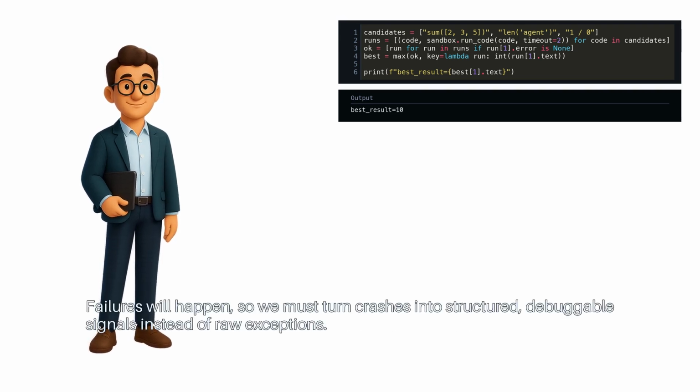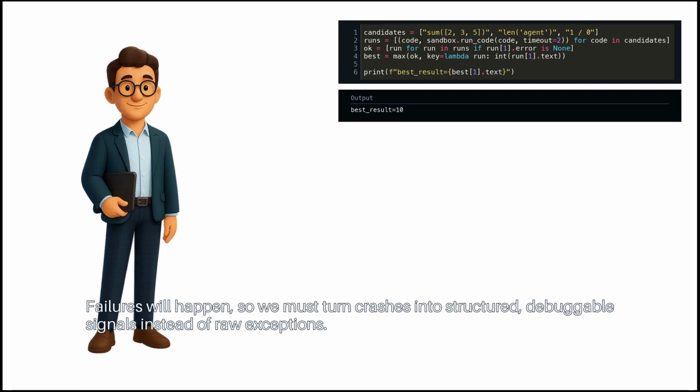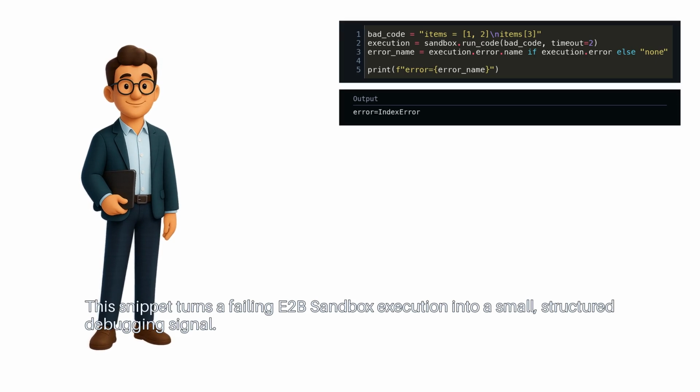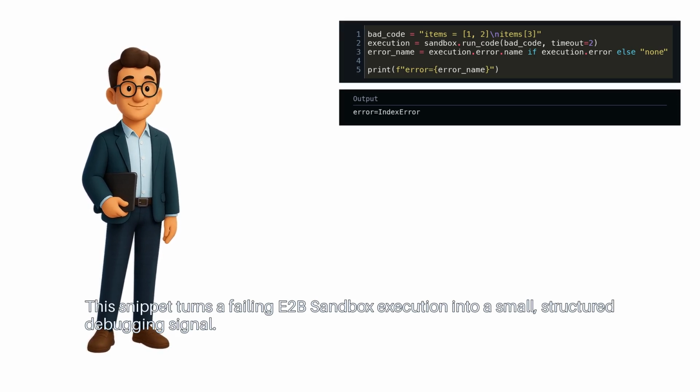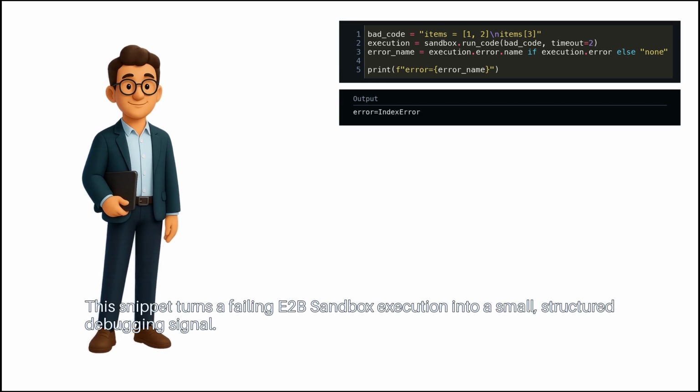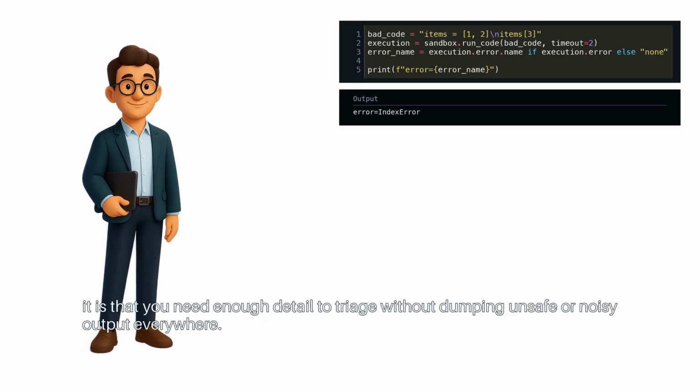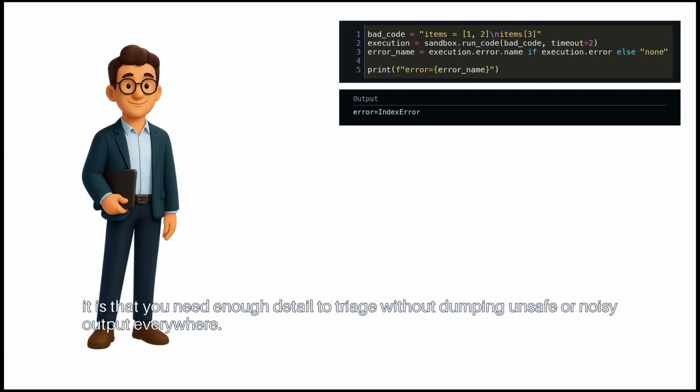Failures will happen, so we must turn crashes into structured, debuggable signals instead of raw exceptions. This snippet turns a failing E2B Sandbox execution into a small, structured debugging signal. In production, the problem is not just that generated code fails. It is that you need enough detail to triage without dumping unsafe or noisy output everywhere.